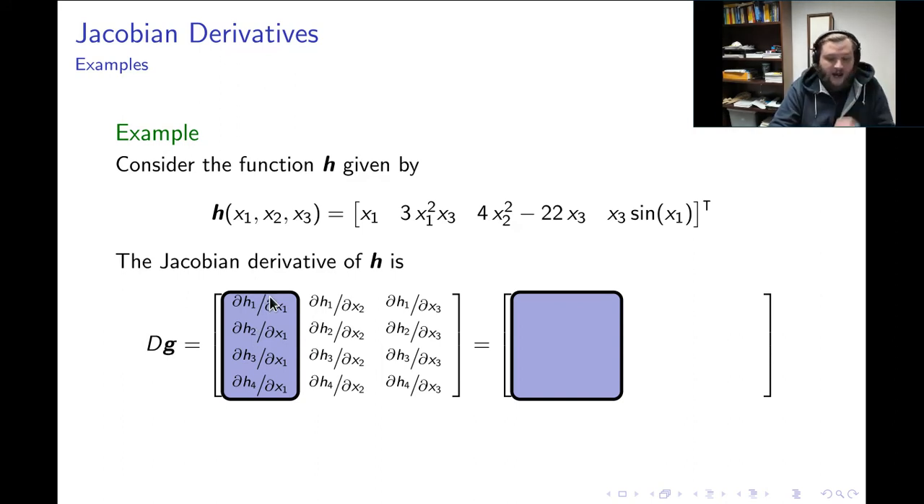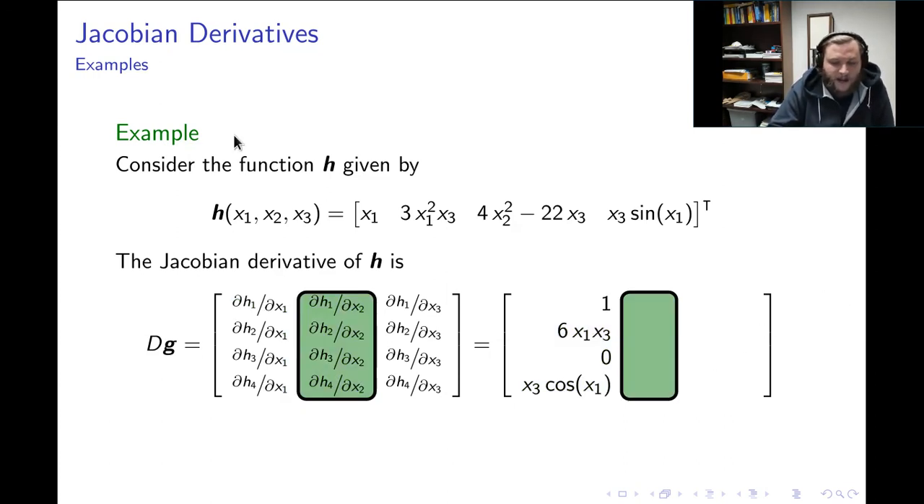Well, in my first column, what I'm doing is I'm taking the partial derivatives of all of the outputs with respect to the first variable x1. So the partial derivative of x1 is just 1. Partial derivative of 3x1 squared times x3 should be what? 6x1 x3. Partial derivative of 4x2 squared minus 22x3 with respect to x1 is 0. And the partial derivative of x3 times sine of x1 should be x3 times cosine of x1. So I take all of those partials with respect to the first input variable x1 and place them in the first column of my Jacobian derivative here.